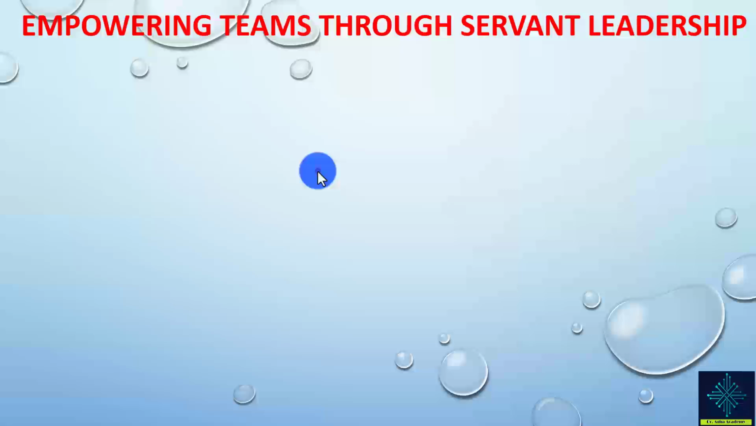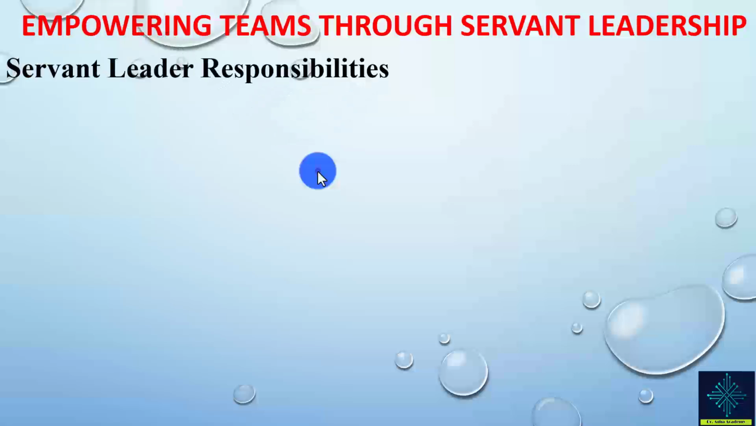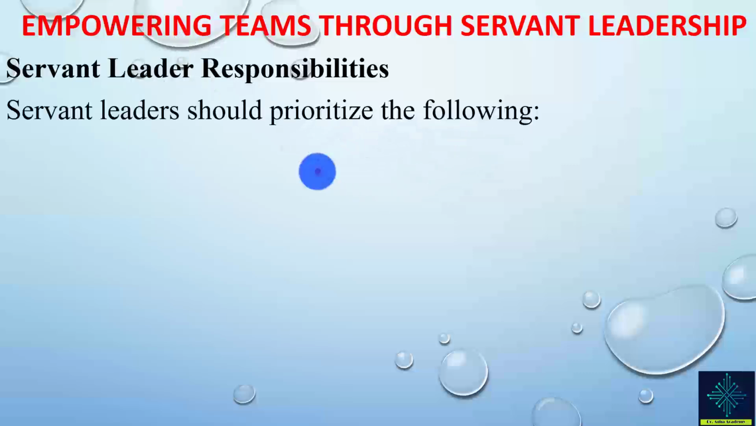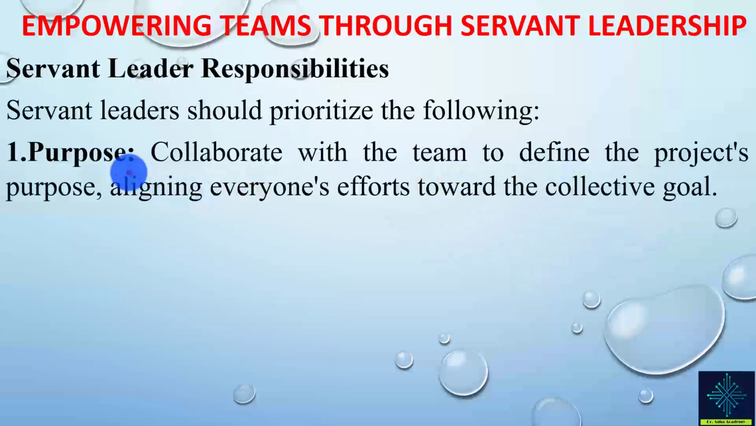So let's start with empowering teams through servant leadership, which is an important topic in Agile. Servant leaders are a core in this Agile approach. Servant leaders have a list of responsibilities, and they should prioritize the following. The first thing is the purpose. So what will be the purpose of what we are doing? The purpose would be to collaborate with the team to define the project's purpose, aligning everyone's efforts towards the collective goal, which is set for the project. So everyone's effort is aligned towards this collective goal of the project.